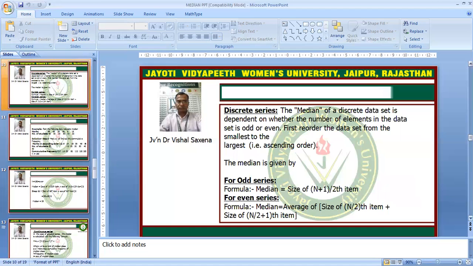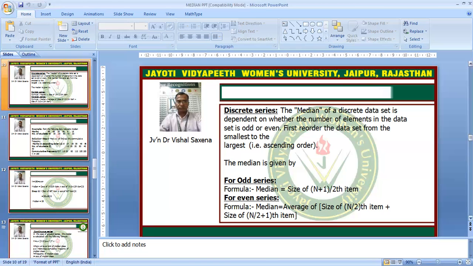First reorder the data set from the smallest to the largest, that is ascending order or maybe descending order. So in this case of discrete series or the ungrouped data, the median can be calculated by a formula for odd number of data and for even number of data. So it depends upon the total number of terms, whether they are even or odd. And for this, first we have to arrange the data set in ascending order or descending order. Now we take the formula for the odd series or the even series.